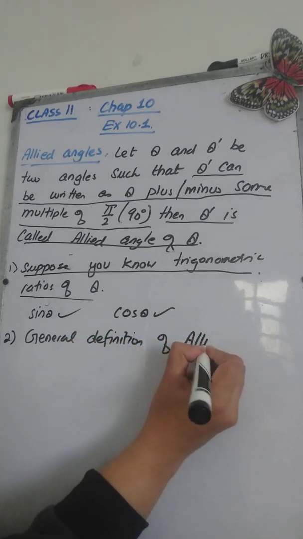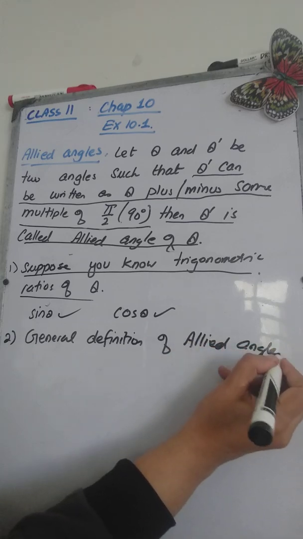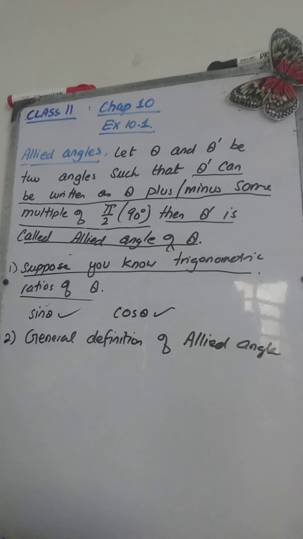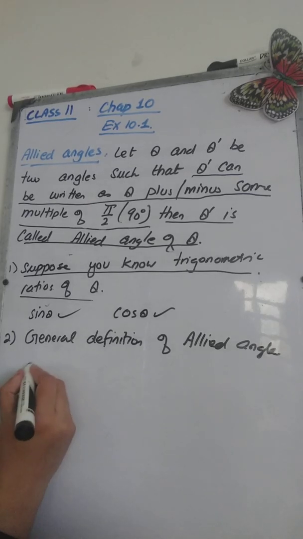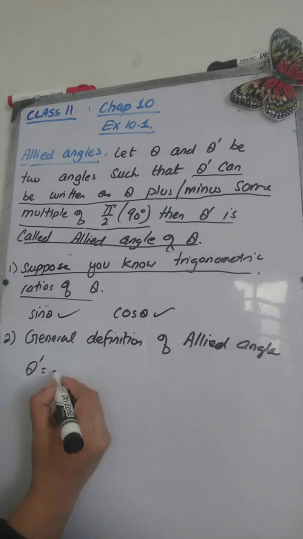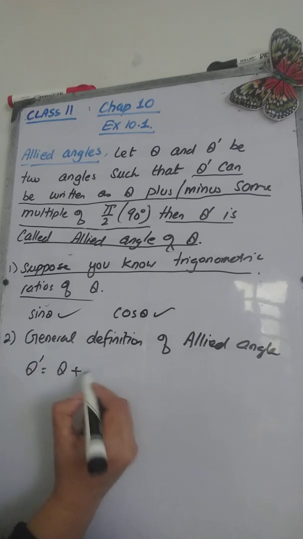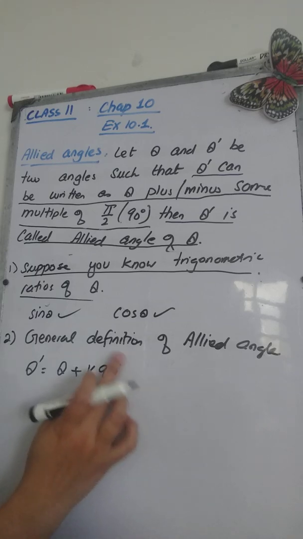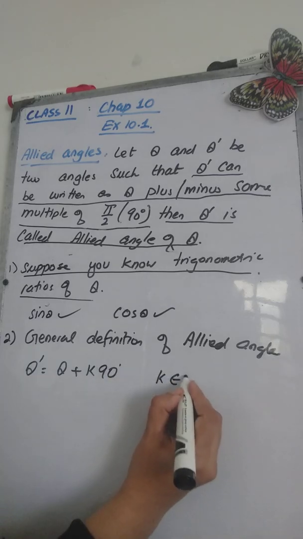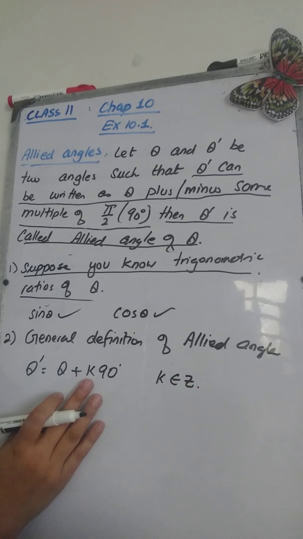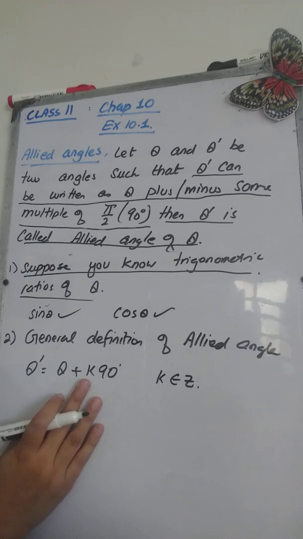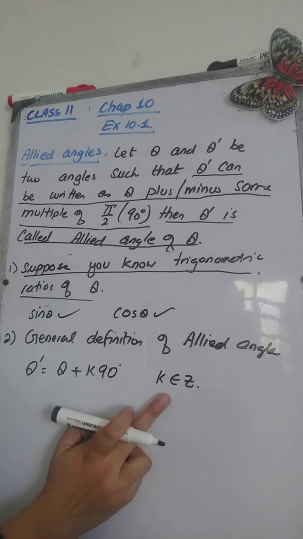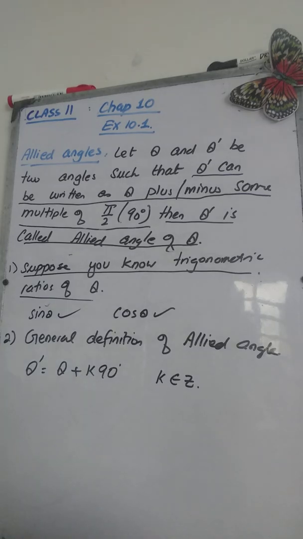of allied angles. If you want to write the general definition of the allied angles, then it is written in the form: theta dash is equal to theta plus k times 90, meaning some multiple of 90, and k is any element of the integers. It can be -1, -2, -4, it can be 0, and it can be 1, 2, 3. This k can take any integral value. Integers means the negative whole numbers, positive whole numbers and 0.